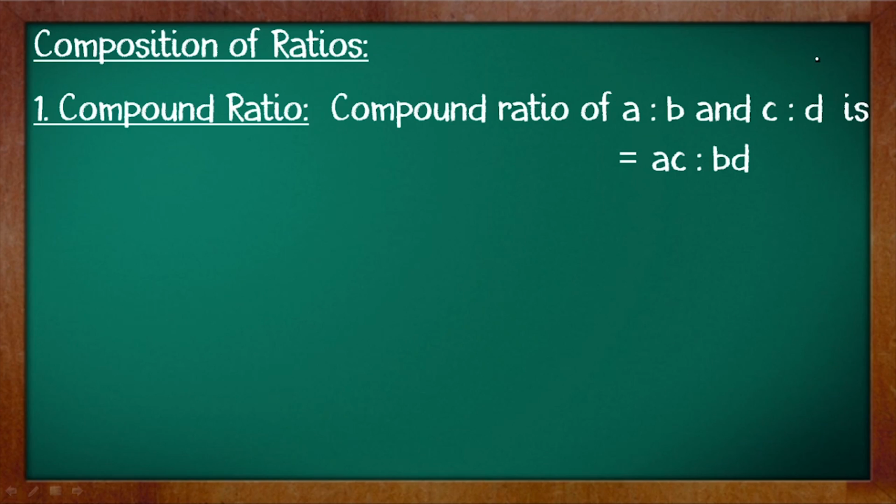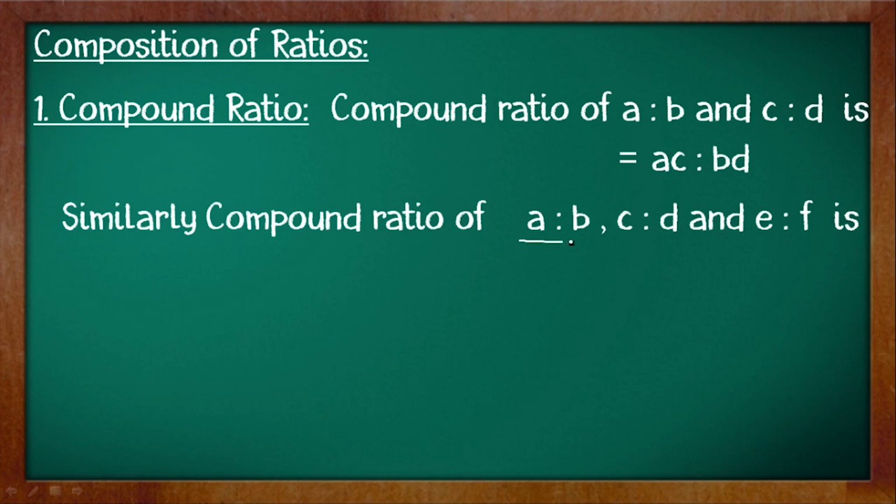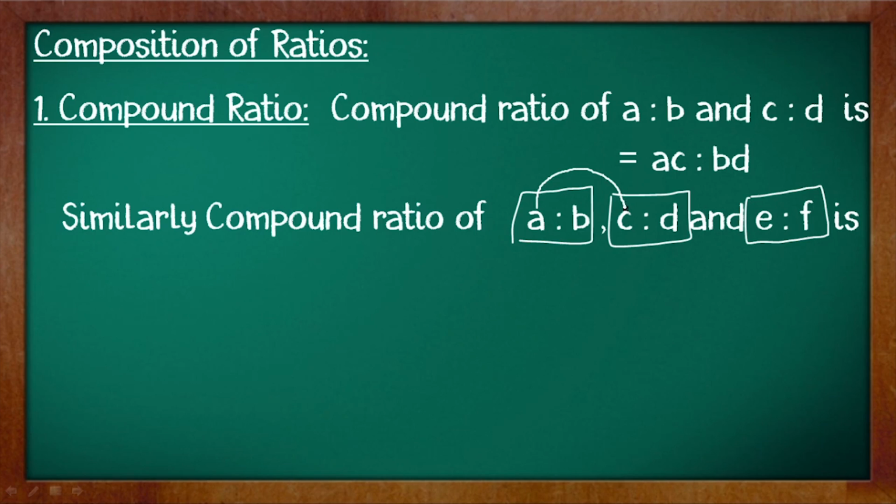Now there might be not just 2 ratios, but more than 2 ratios. So what do we do in that case? Suppose there are 3 ratios: A is to B is one ratio, the next one is C is to D, and the third one is E is to F. Here also the same thing. We'll just multiply the antecedent parts and the consequent parts. So A into C into E is ACE and B into D into F is BDF. So this is what we get, ACE and BDF.